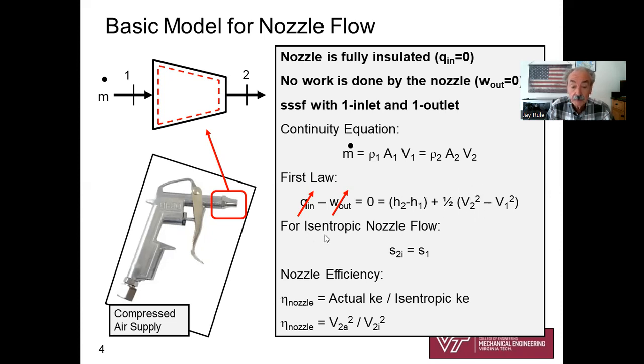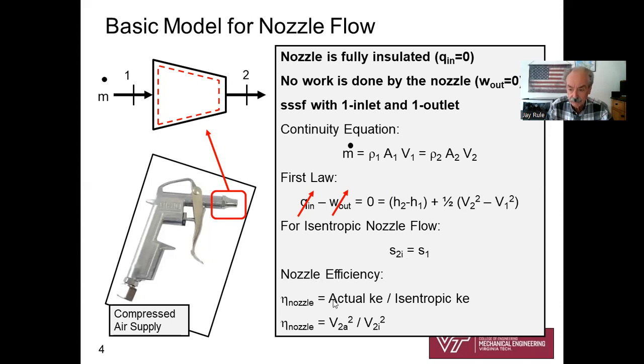Now, second law, if the nozzle flow is reversible and adiabatic, if the flow inside this converging nozzle is reversible, no unrestrained expansion, okay, then S2I equals S1. That's if it's reversible. Now we know it's adiabatic. If it's reversible, S2I equals S1. And so then we define the nozzle efficiency.